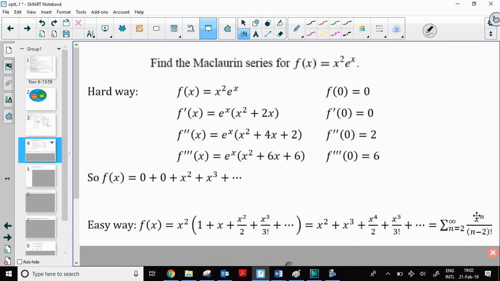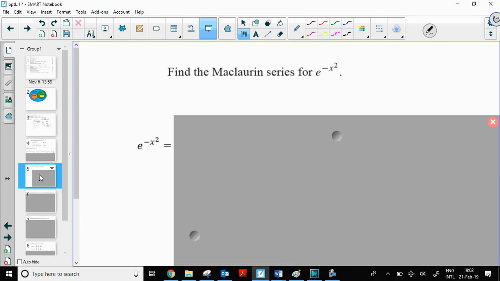I don't think this one's really that hard. Okay, let's look at another one. So this one is for e to the negative x squared. We could do this the quote-unquote hard way by taking derivatives, but I'm not even going to bother with that this time. I'm going to use the easy way.